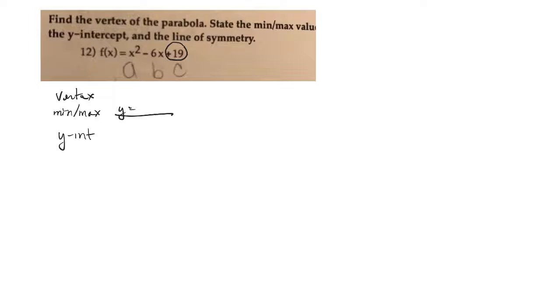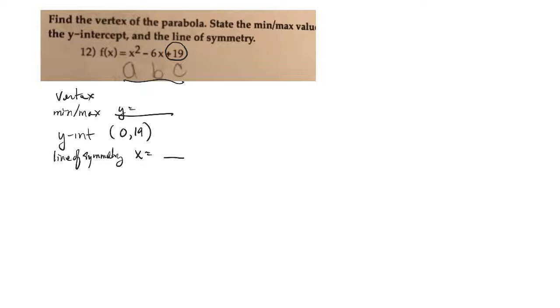Since it's in the ABC form, like you've indicated, the y-intercept is the last number. So the y-intercept is (0, 19). And then the line of symmetry. The line of symmetry is always x is equal to something.